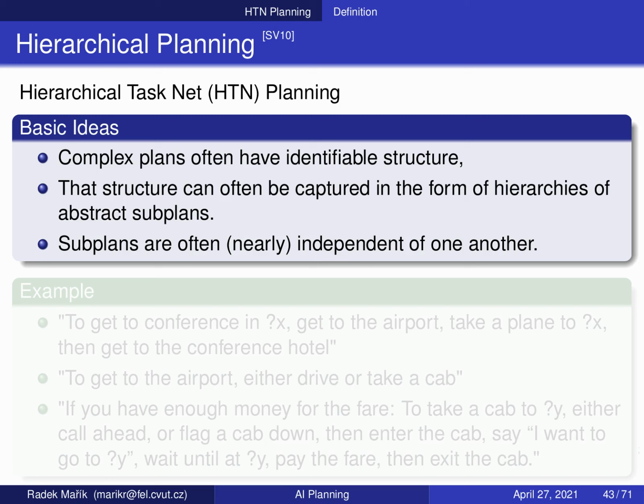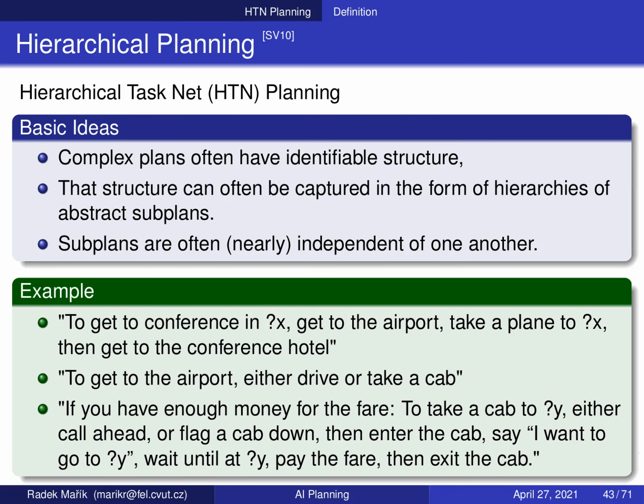The basic idea is that if you observe a complex plan, there are some structures that can be identified, and they are repeated, and the structure can be captured as a kind of hierarchy of abstract plans. And those plans, subplans, are often almost independent of each other.